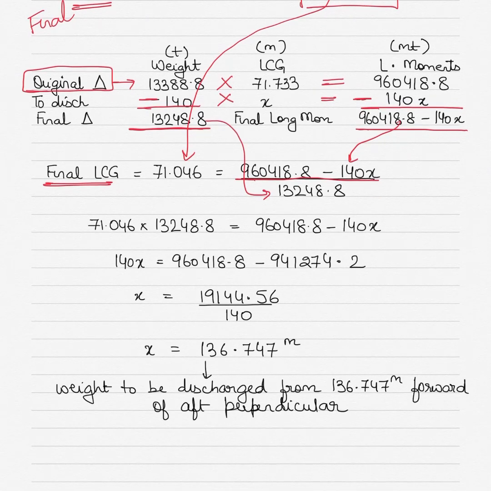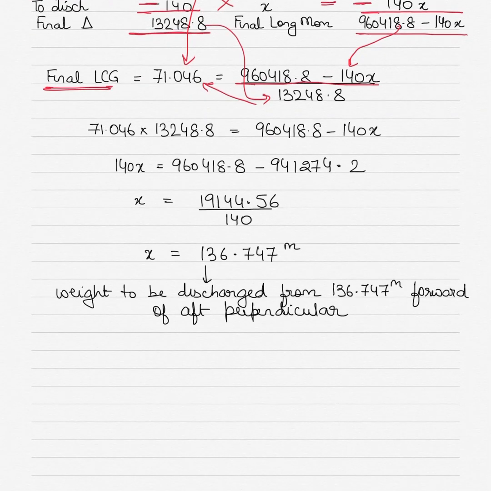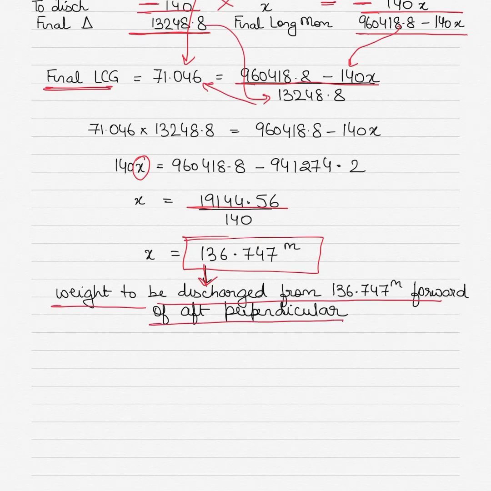Now because you have to find x, you have to isolate x, so you take this here, and this is the equation you get. Isolate x on one side, x is equal to this equation here, and finally x is equal to 136.747 meters. This is the distance from which the weight has to be discharged to reduce the forward draft by 32 centimeters.